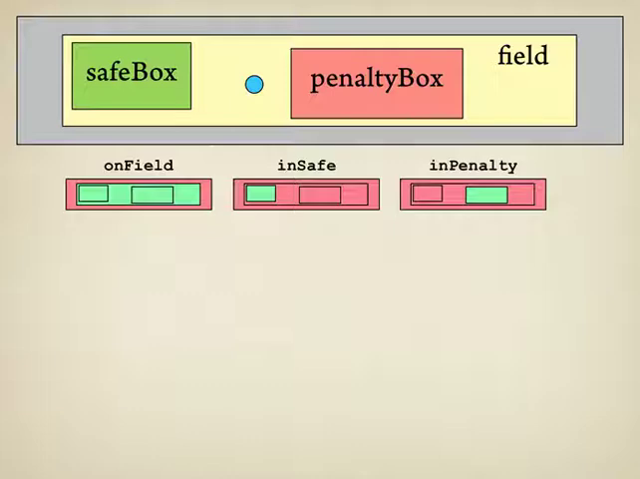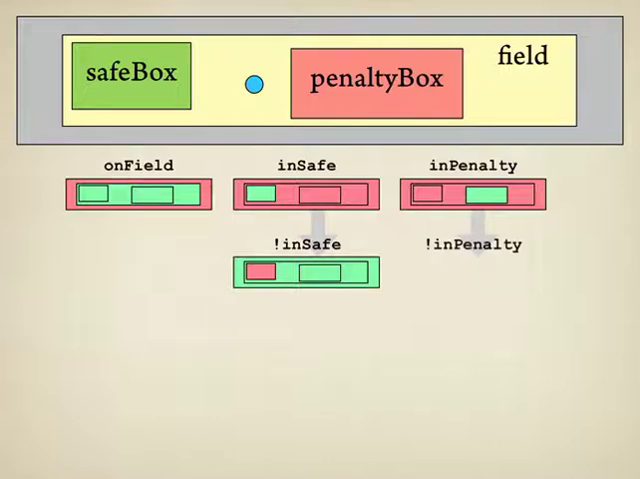So how do I tell if I'm not in the safe box? Well, I take in safe and its picture and I compute its opposite, not in safe. And it would be this picture. This is the reverse of in safe. Everywhere in safe is true, not in safe is false, and vice versa. I'll do the same thing for in penalty. I'll take that picture and I'll create not in penalty. Now it's true everywhere that in penalty was false and vice versa.